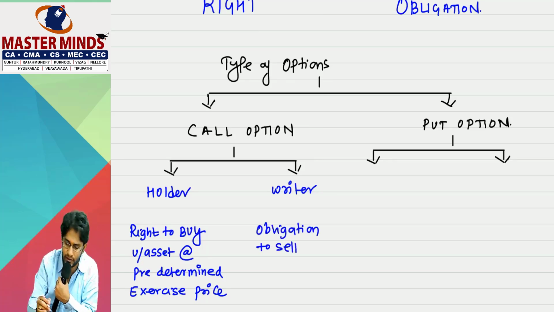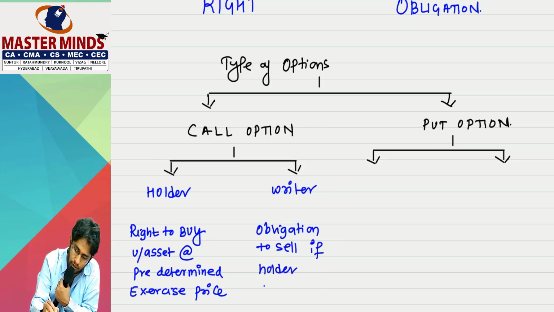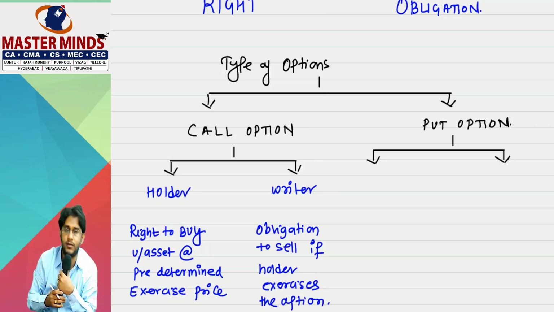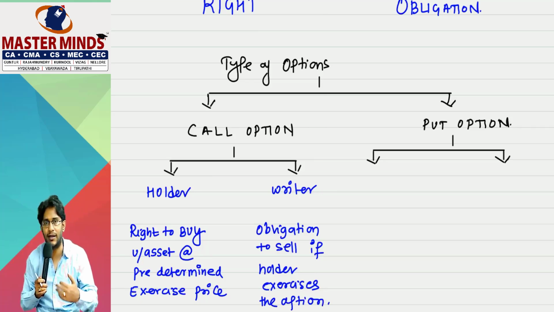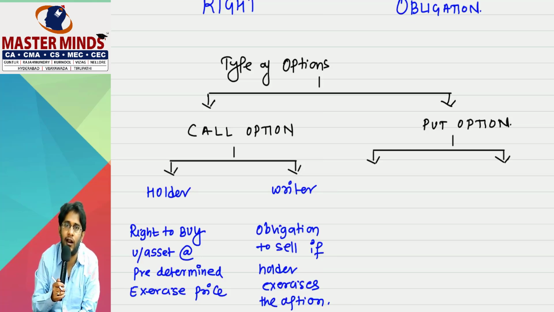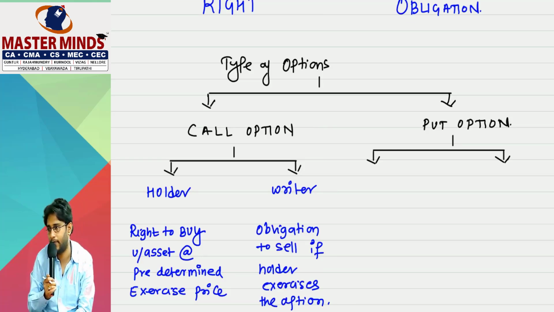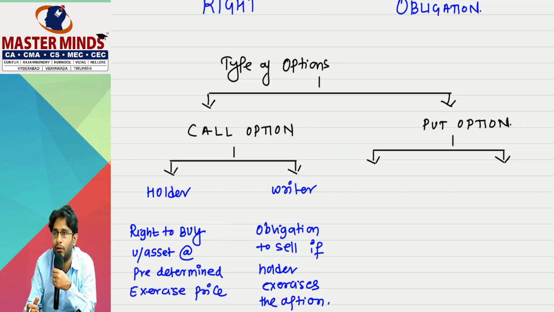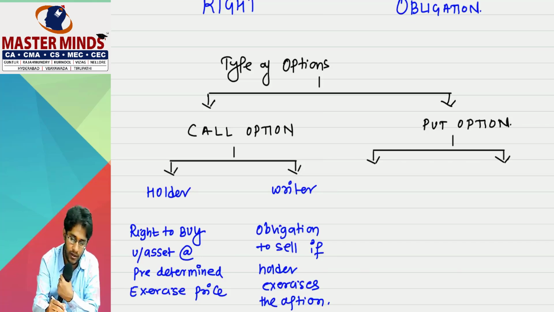Obviously at the predetermined exercise price, but if the holder exercises the option, should the holder say that I am buying, then as a writer you should sell. Sir, price is not favorable to me, I will not exercise. You don't have a right there. Writer does not have a right. Right is sounding, but he does not have a right.